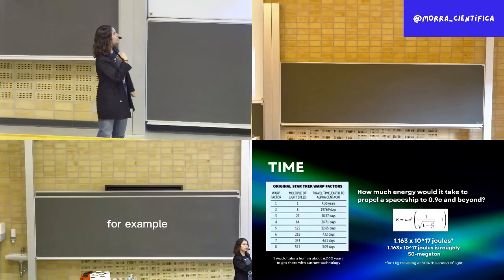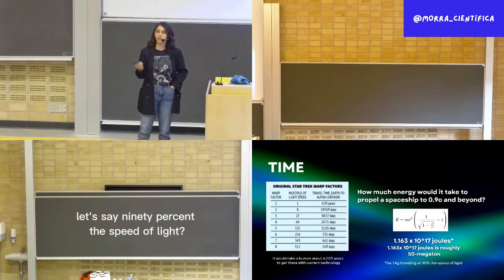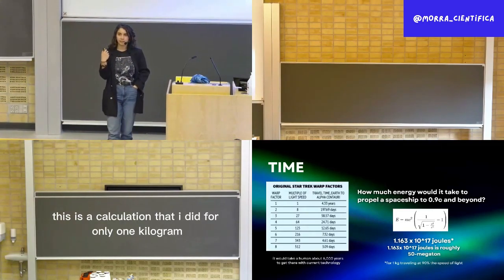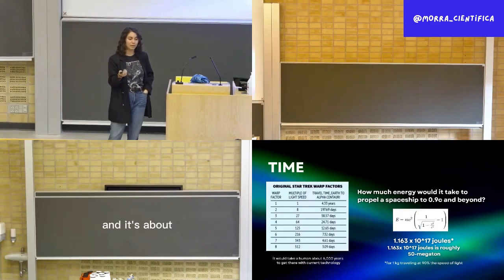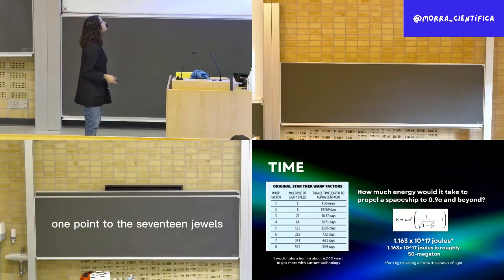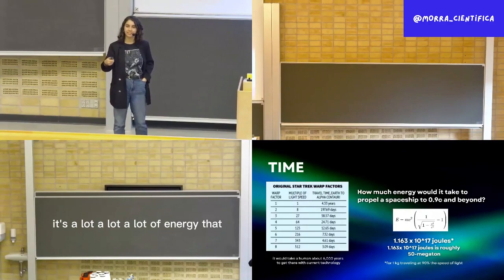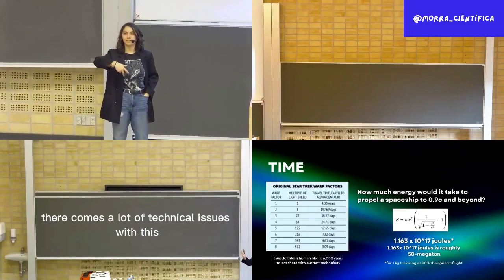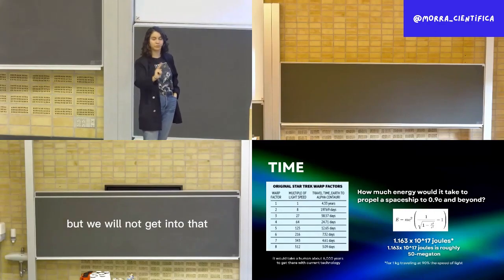And how much energy would it take to propel a spaceship to, let's say, 90% the speed of light? We can see it here. This is a calculation that I did for only 1 kilogram traveling at 90% the speed of light, and it's about 10 to the 17 joules, which is like 50 megatons. It's a lot of energy, and there are a lot of technical issues with this: how to store it, how to get it, how to produce it, but we will not get into that.